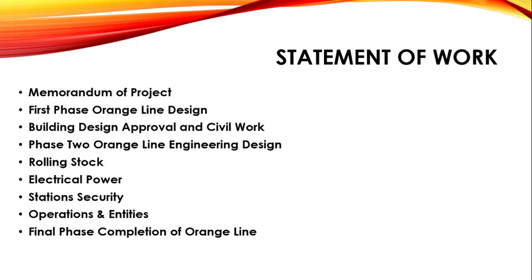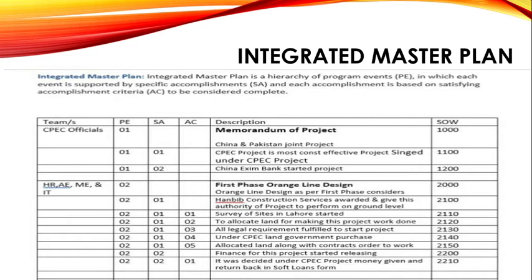Now we move to the statement of work. In this, the memorandum of the project, first phase of the Orange Line design, building design, approval and civil work, phase 2 Orange Line engineering design, rolling stock, electrical power, station security, operation entities, and final phase completion of the Orange Line were there. Now we move towards the integrated master plan, which is IMP.